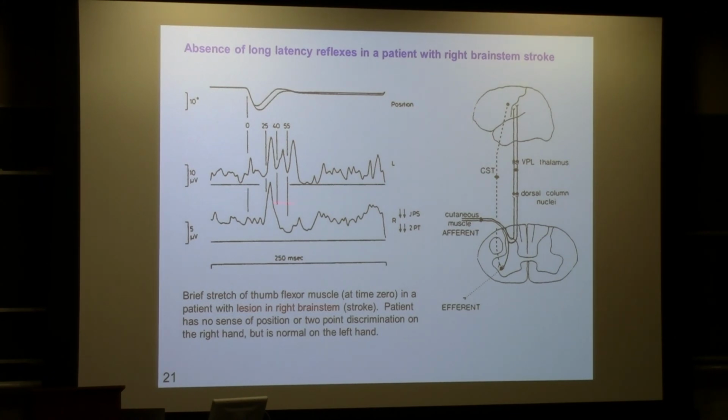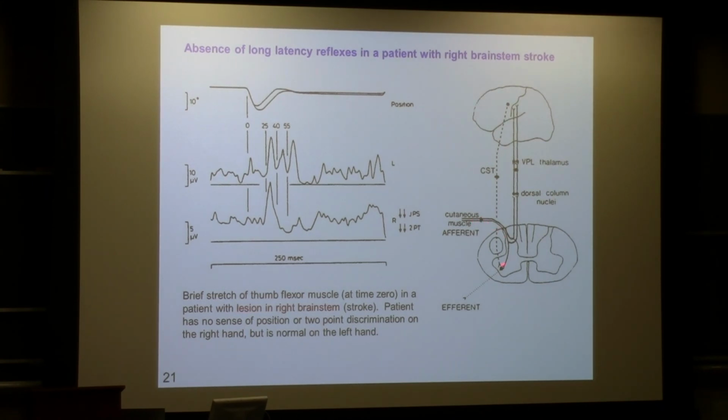Here's when this stretch begins until about here, and you see that this is the EMG response on the side that's normal, the left side. Then you see that there's this first response, second response, and then a third response. Whereas for the right side, the side that's been affected by the stroke, you see there's just one response. And the second and third responses are missing.